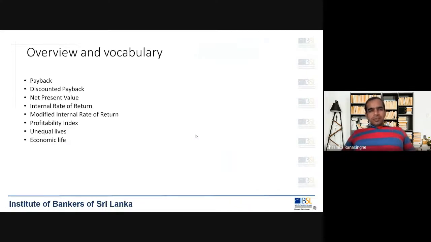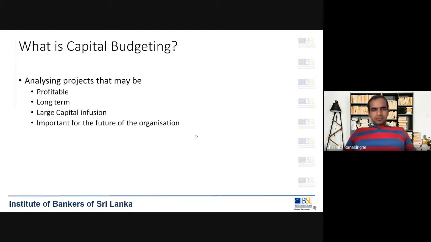Right. So this is what we are going to go through today. These are the concepts. Capital budgeting is about analyzing projects that may be profitable long-term and require large capital infusions. They can also be important for the future of an organization, right? By the way, let me share an interesting slide which I came across recently. It's quite an old one, but in case you have not seen it, let me display it for you.